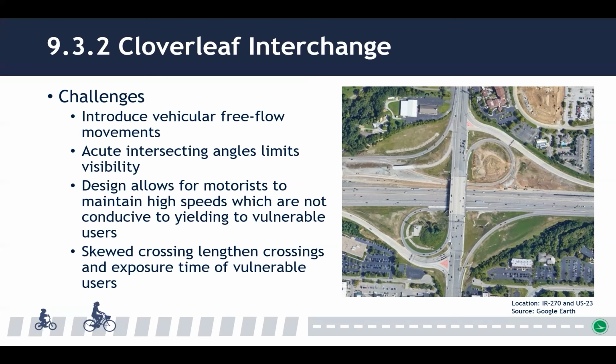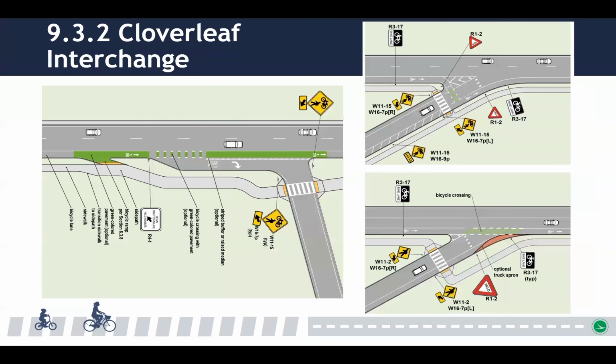However, the use of high-speed, free-flow ramps runs counter to the principles of safely accommodating pedestrians and bicyclists and presents challenges as listed on this slide: limited visibility, reduced yielding, and longer crossings. There are multiple treatments that can be implemented to help improve pedestrian and bicycle facilities within the interchange.